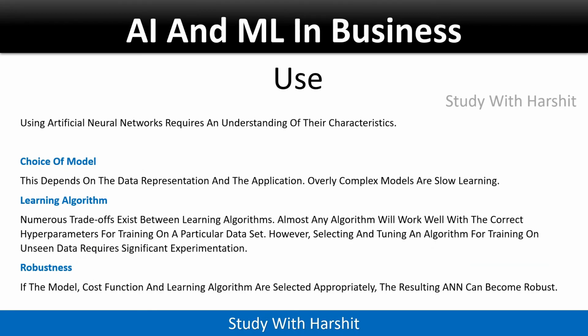Using artificial neural networks requires an understanding of their characteristics. Choice of model. This depends on the data representation and the application. Overly complex models learn slowly. Learning algorithm. Numerous trade-offs exist between learning algorithms. Almost any algorithm will work well with the correct hyperparameters for training on the particular data set. However, selecting and training an algorithm for training on unseen data requires significant experimentation. Robustness. If the model, cost function, and learning algorithm are selected appropriately, the resulting ANN can become robust.